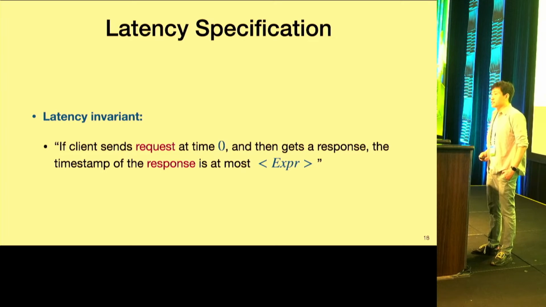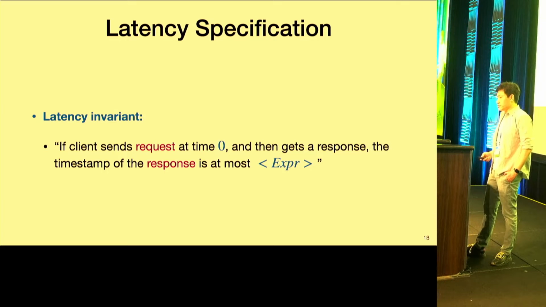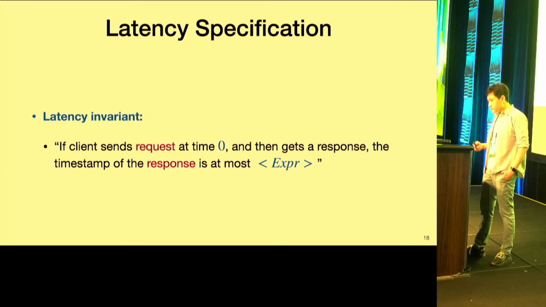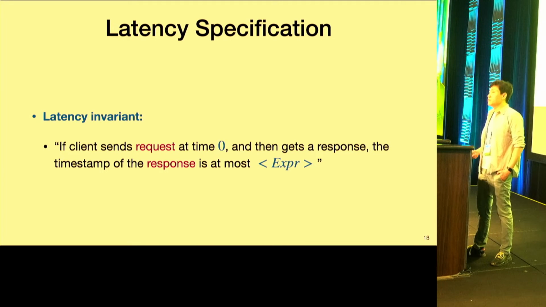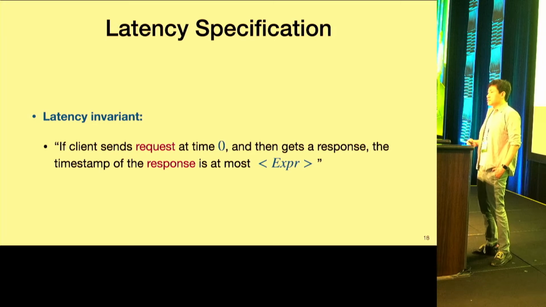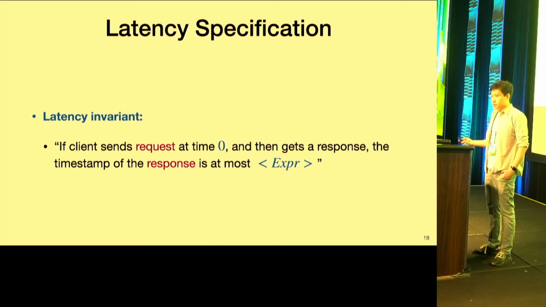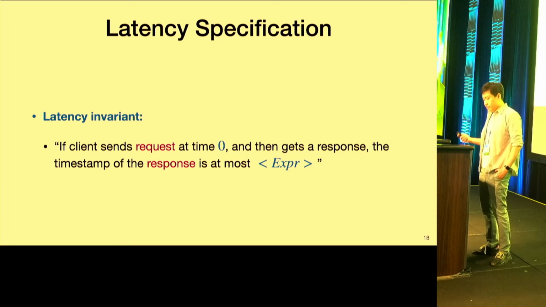After writing down our system, we now specify what we want to prove. Here, our top-level spec is a state predicate that asserts the boundedness of our timestamps. For instance, if a client sends a request message at time 0 and then gets a response, the timestamp of the response message is at most some expression. We want to prove that this predicate is an invariant of the system.